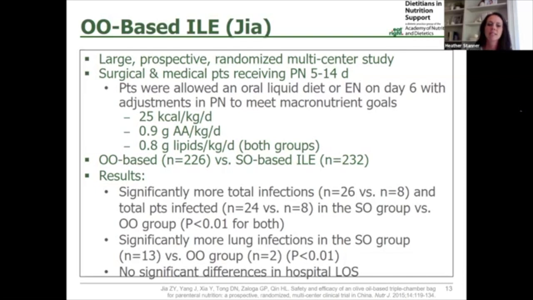They found that there were significantly more total infections in the soy oil group at 26 versus 8 in the olive oil group, and total patients infected were greater in the soy oil group at 24 versus 8 patients having infections in the olive oil group. And both of these were statistically significant findings. There were more lung infections, when looking at types of infections, in the soy oil group versus the olive oil group. And similar to the previous study, no differences were found in hospital length of stay between the 2 groups.